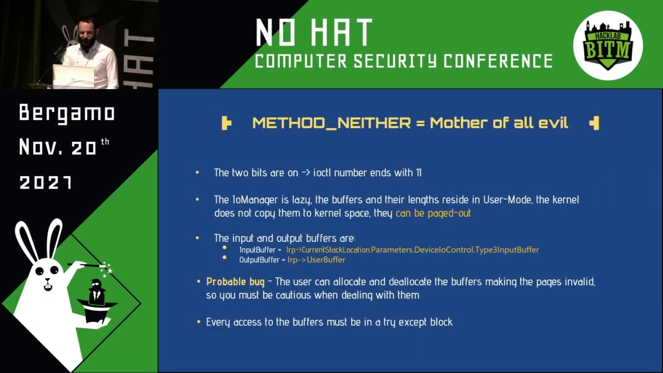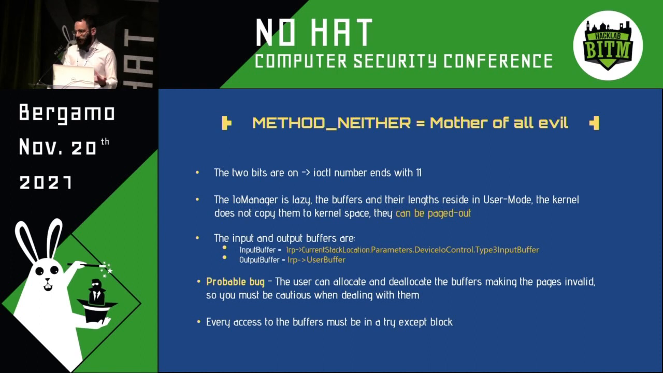So the source, the matter of all evil, as I call it, is method neither. Let me remind you, it was developed in the days that security was not existent. And in this case, the IO manager is lazy. So you have no copying to the kernel itself. All the buffers and their lengths reside in the user space. So the driver only gets a pointer to those buffers. As a result, the user can change the buffers in between, and the kernel won't, of course, know about it.